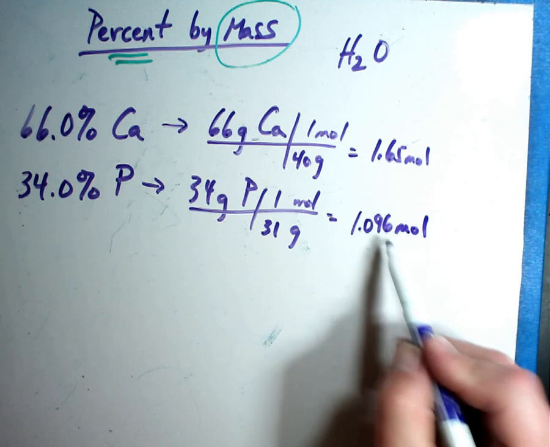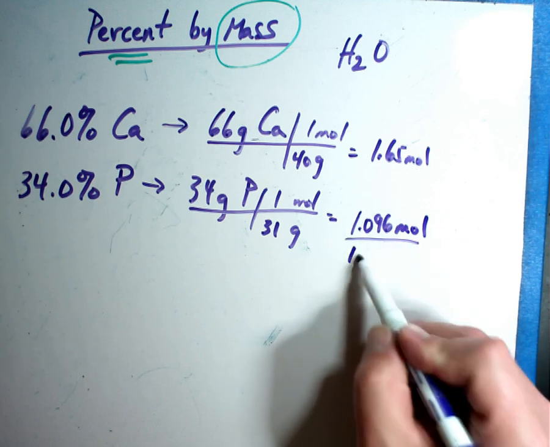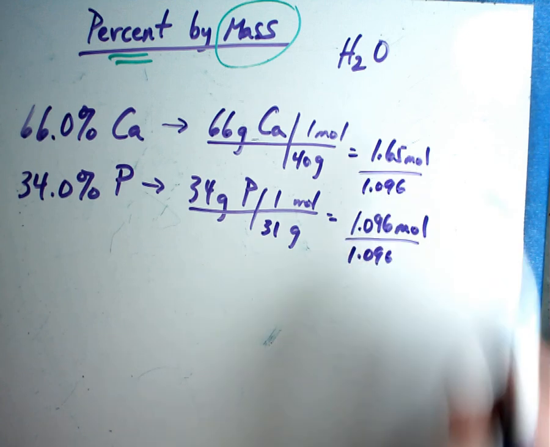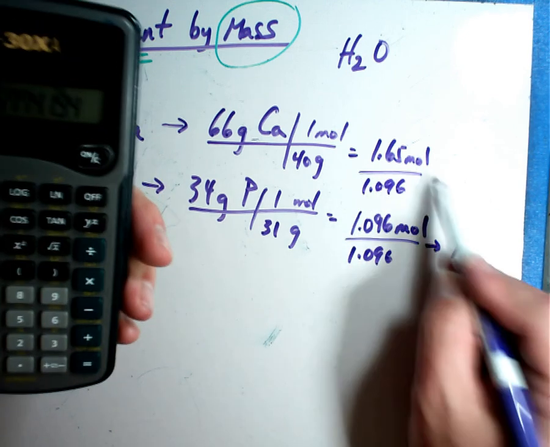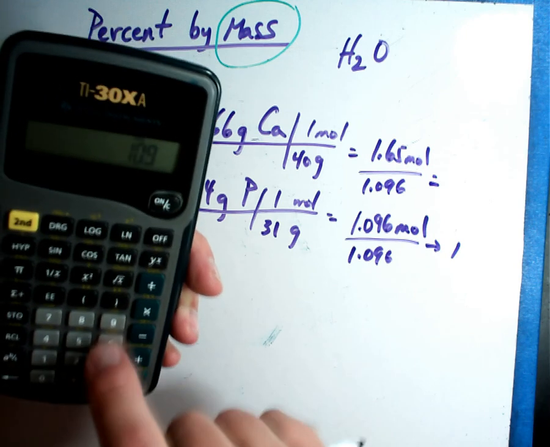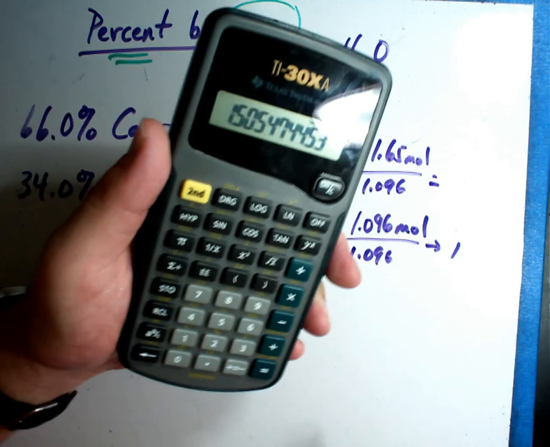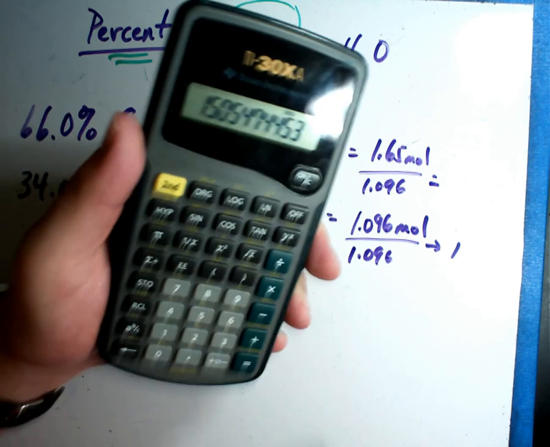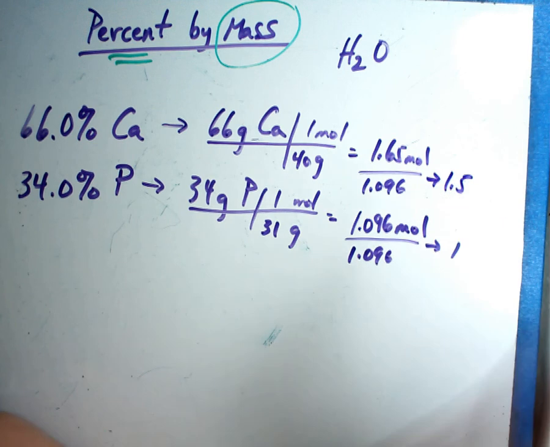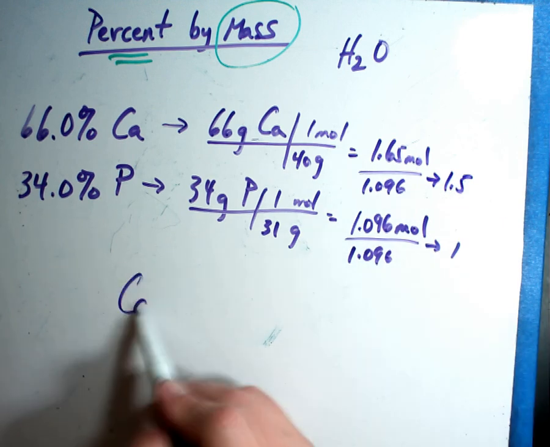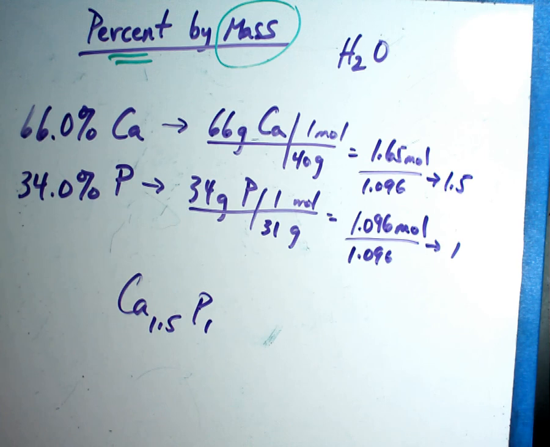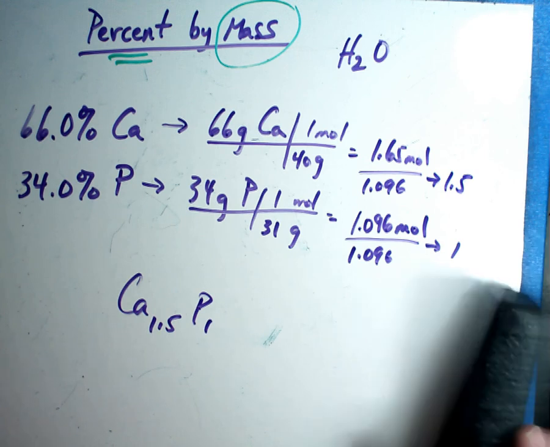So divide by the smallest, 1.096. So I know that one's a 1. 1.65 divided by 1.096 is 1.5. Now this is going to be tricky. You've got to really watch me. I was supposed to have whole numbers. So is the answer Ca 1.5, P 1? Well, that can't be the answer either. But I've already divided to get whole numbers.